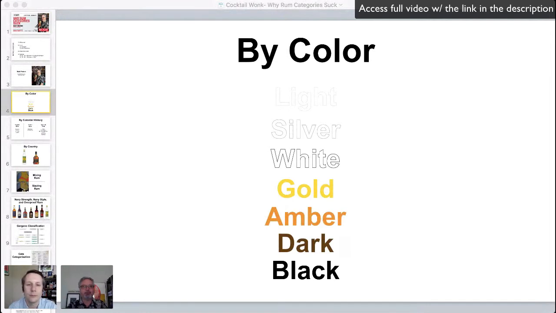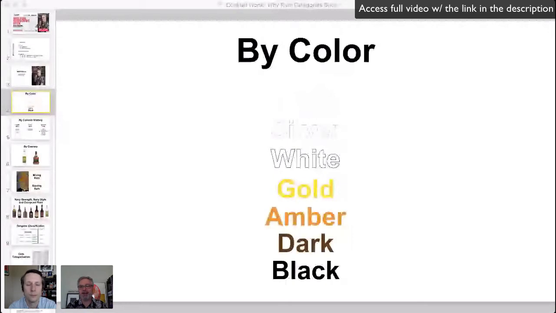My fundamental problem with the by color categorization is that more often than not, we're looking for a specific flavor profile. We're not picking a rum because the gold color matches the green of the mint leaves. Color is rarely an aesthetic thing when it comes to picking rum. I mean, you may not want a black rum daiquiri, but usually, especially in the recipe context, we're looking for a specific flavor profile. And as many people know, the color of the rum has no bearing on the flavor profile.